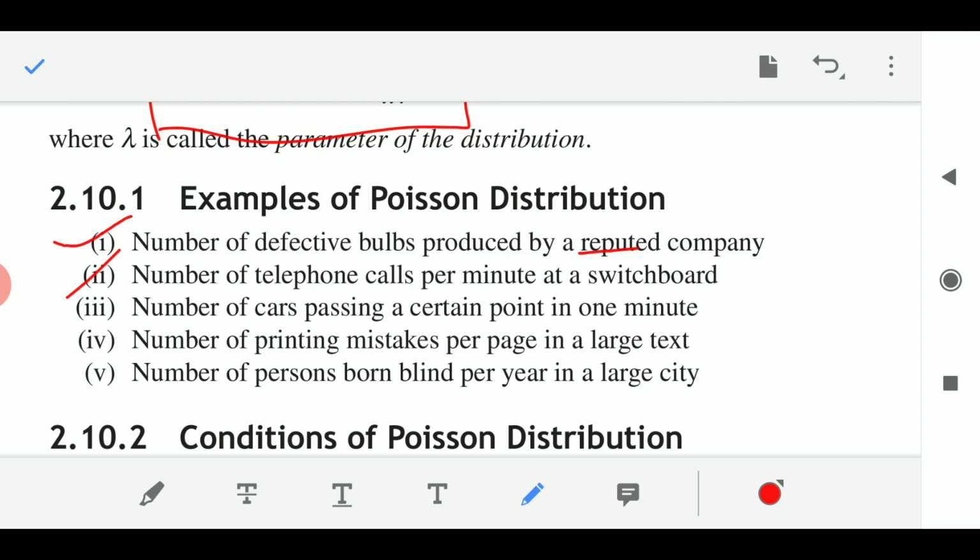Number of cars passing a certain point in 1 minute. If we are fixing a particular point, the number of cars will be very small.